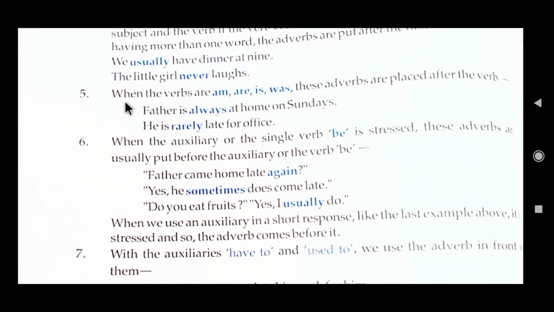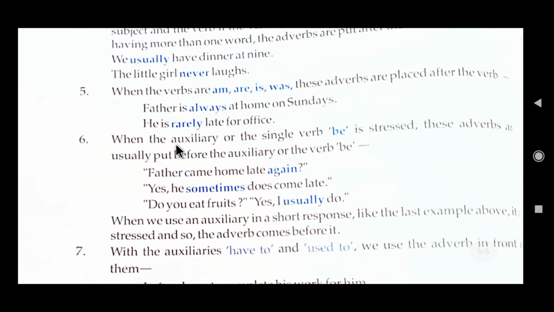Next, when the verbs are am, are, is, was, were, adverbs are placed after the verb. Basically, if a sentence has a helping verb like is, am, was, were, has, had, then we always place the adverb after the helping verb. See the example: Father is always at home on Sundays. So is is a helping verb, always is the adverb, and we use it after the helping verb. He is rarely late for office. Again, is is a helping verb and rarely is an adverb, and we place it after the helping verb.